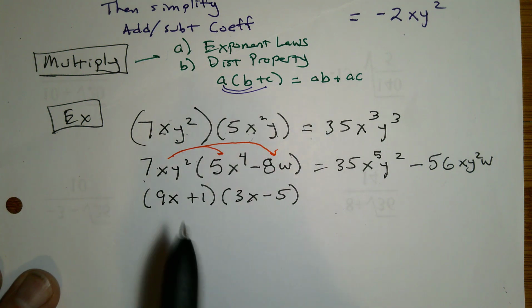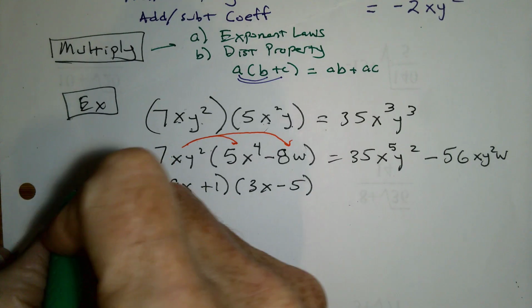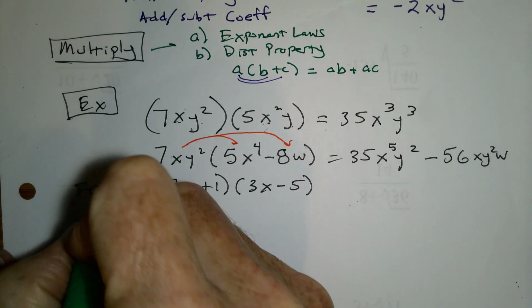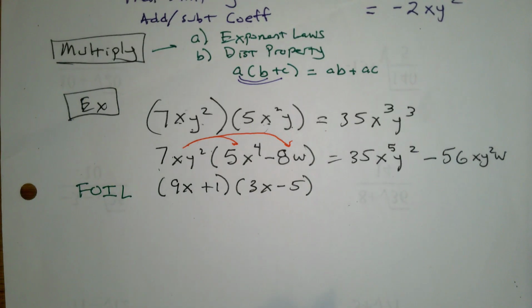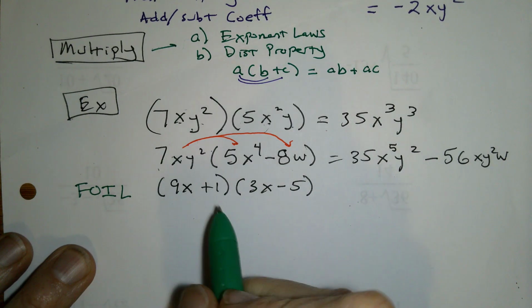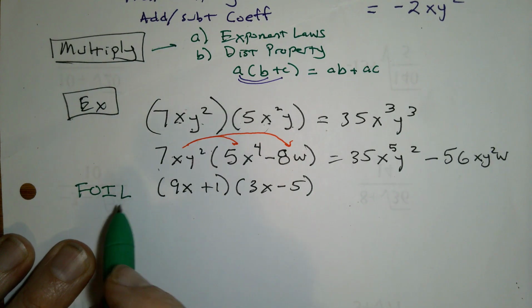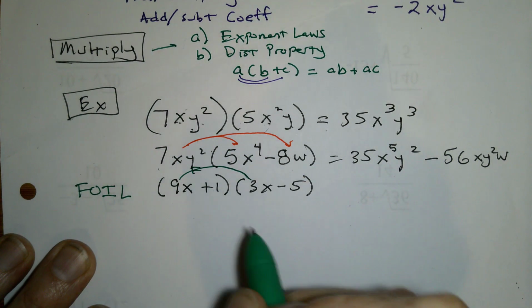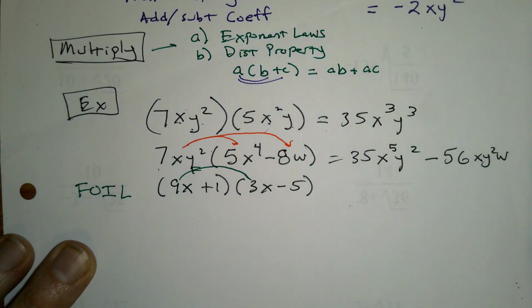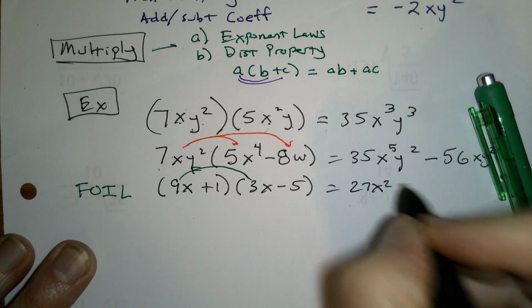Now there's a couple of ways to approach it, but our main way was something we called the FOIL. The FOIL, excuse me, the FOIL helped us keep track of all the multiplications. We have to do 4 of them. The first term times the first term, that's the F in the FOIL. 9x times 3x is 27x squared.